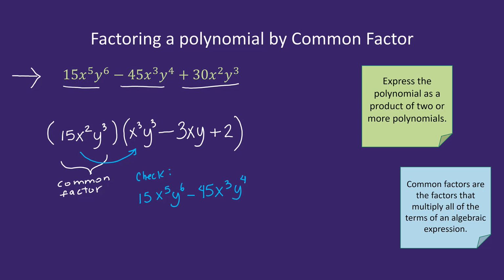Now with the last term, 15 times 2 is 30. And since we don't have variables with 2, we keep the same variables we had in the first term, x squared y third power. Okay, and as you can see, we got the same thing we had originally, so our factorization is correct. Now let's solve another example.